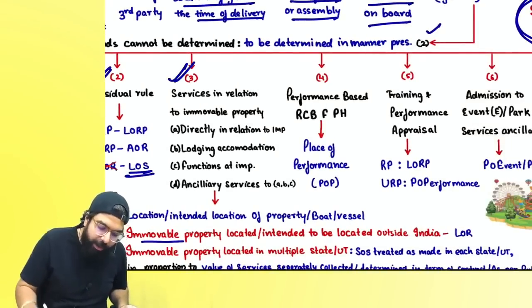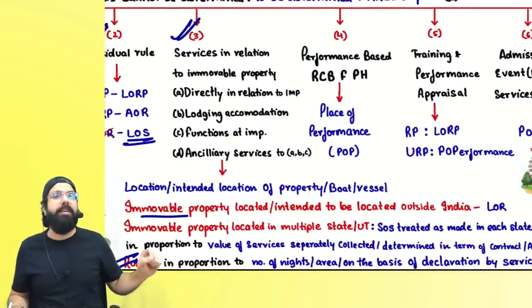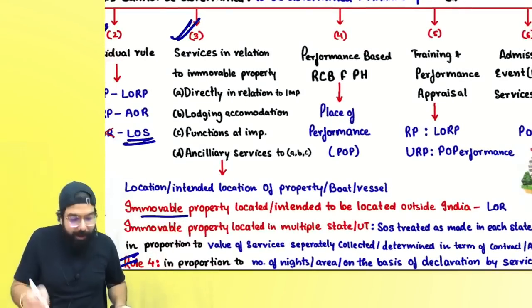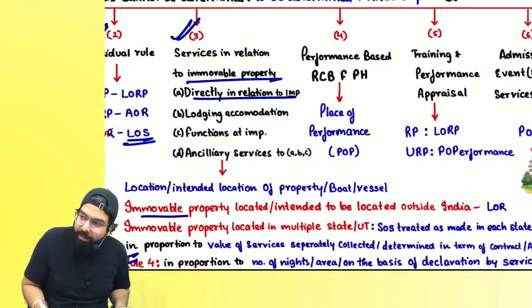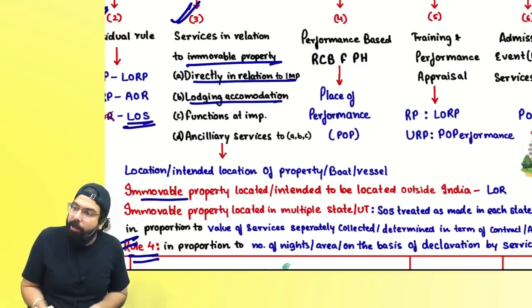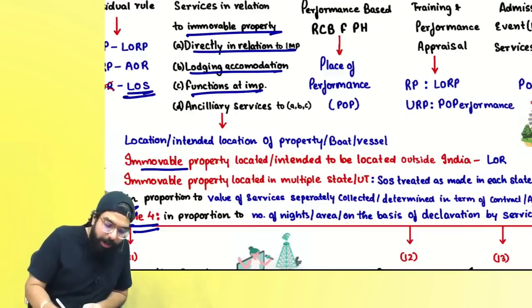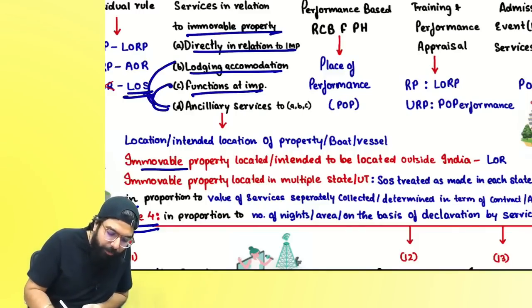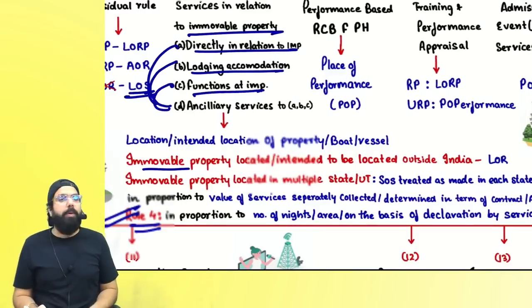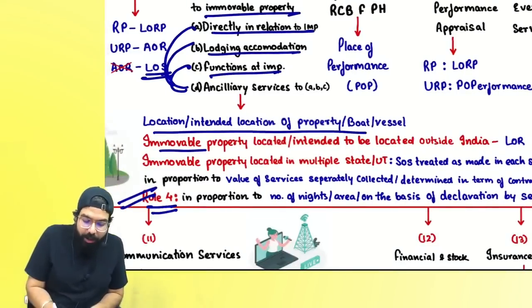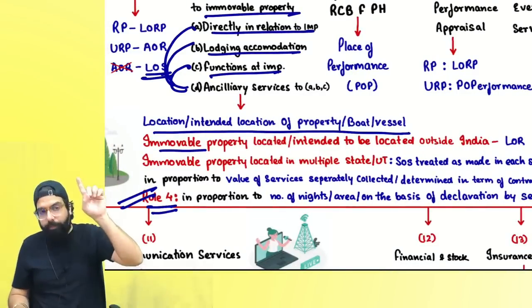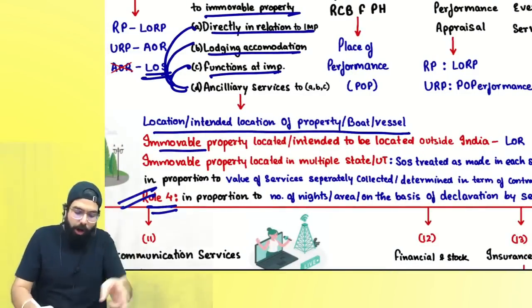Then we have section number 12(3), which talks about services in relation to immovable property. It covers services directly or indirectly in relation to immovable property, or lodging accommodation service, or a function at an immovable property, or any service which is ancillary to all these three. Always remember one thing, it will always be the location or intended location of the property, boat or vessel.